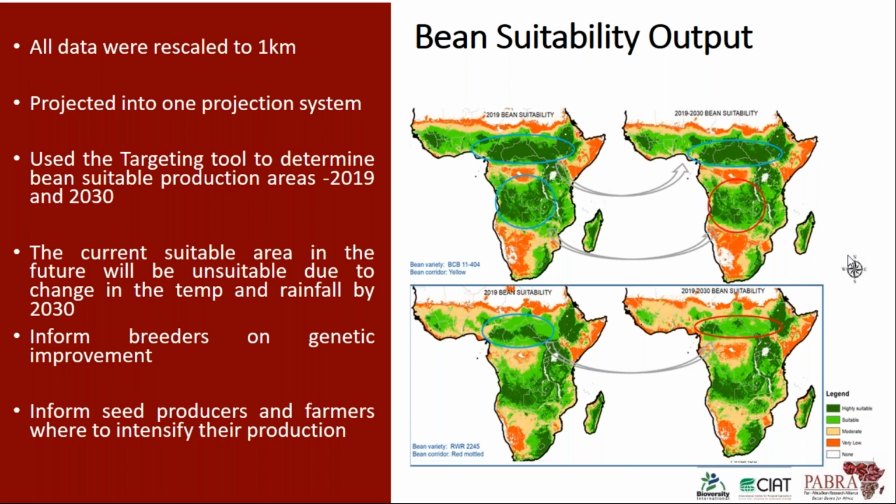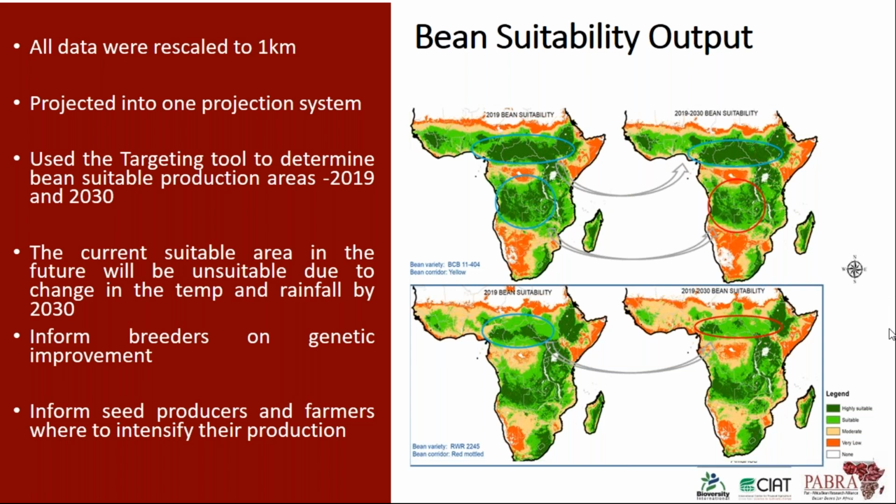that area becomes unsuitable. So by using such results, we can inform breeders on genetic improvement, because for us bean marketing is driven by color. So if it's red mottled, you find that it is driven by color. They could still retain the same color, but maybe improve it in terms of drought tolerance, or maybe rains and such.